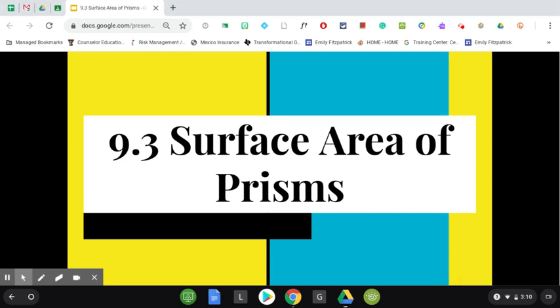Hey guys, today we're doing 9.3 surface area of prisms. I did get my new stylus, so hopefully that helps the handwriting a little bit.